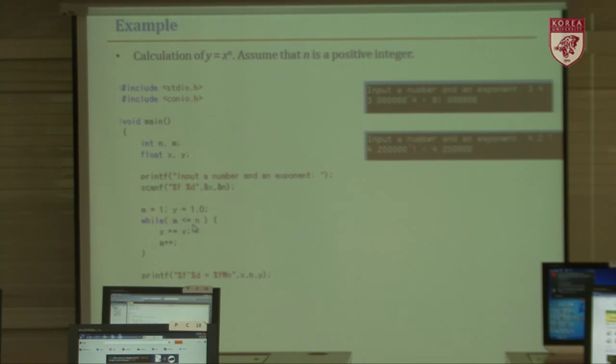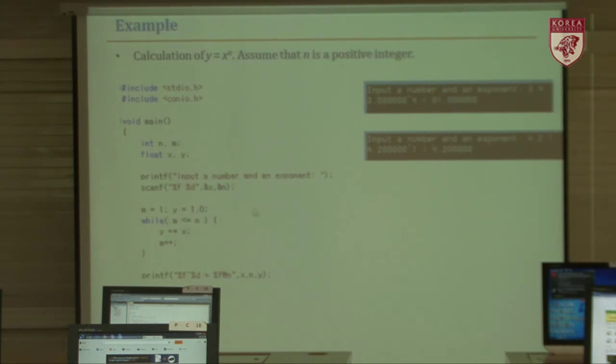So at first the count is 1, and it's definitely less than or equal to 4. Then because y is 1, I multiply y by x, store it in y, then increase the count. So in this way, this while loop is repeated n times because the count starts from 1. In each loop, y is multiplied by x. So the final result is y equal to x to the n. That's why I can get 81.